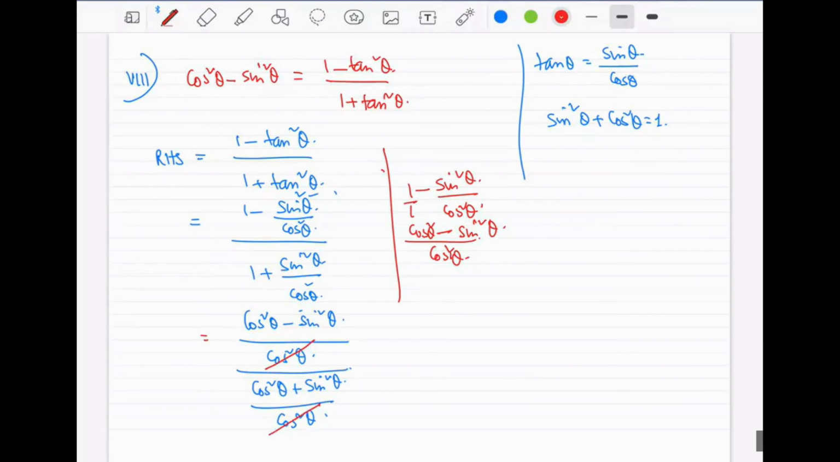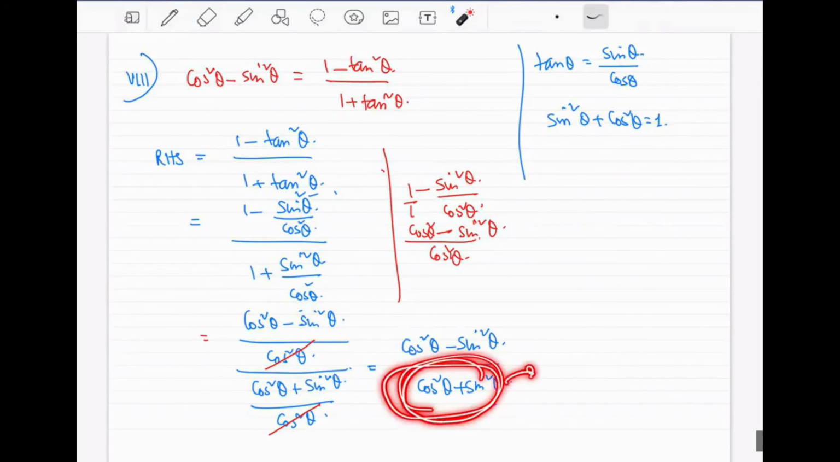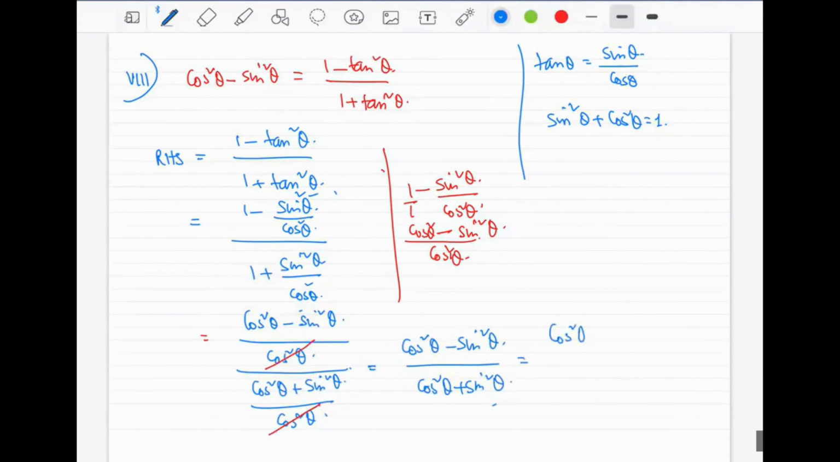Keep the remaining. What is remaining in the numerator? Numerator is cos square theta minus sine square theta. What is the denominator? It's cos square theta plus sine square theta, and as I've given here, sine square theta plus cos square theta is equal to 1. No issue if you change the order, there is commutativity of addition. If you change the order, it's still the same. So this denominator right here will be equal to 1. So replace this, we will have cos square theta minus sine square theta by 1. No need to put 1 as denominator, right? So I'm rubbing this off. Done. So this is the right hand side.